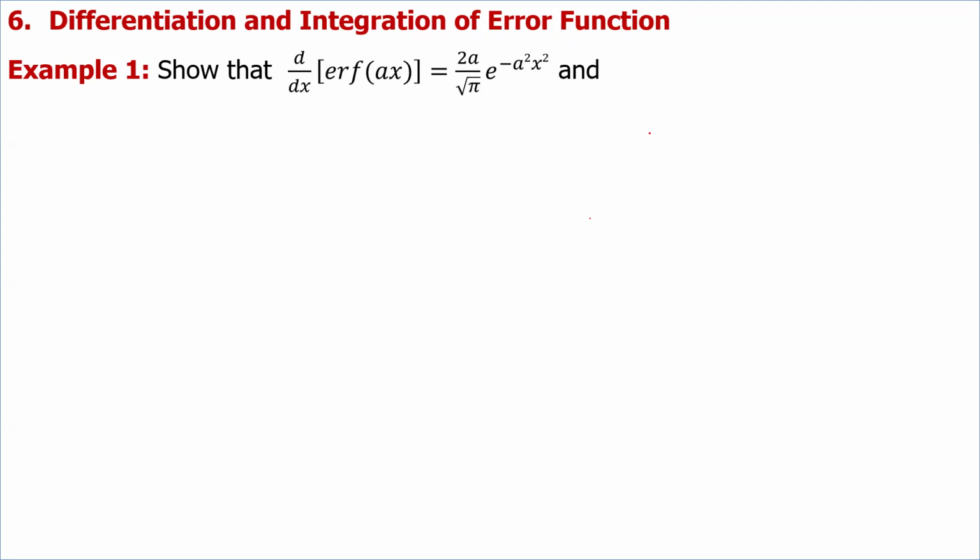In this lecture, we try to differentiate and integrate the error function with the example, so that the derivative of error function of ax is given by 2a divided by root pi, multiplied by e to the power minus a square x square, and also evaluate the integration of error function of ax under the limit 0 to t with respect to x.